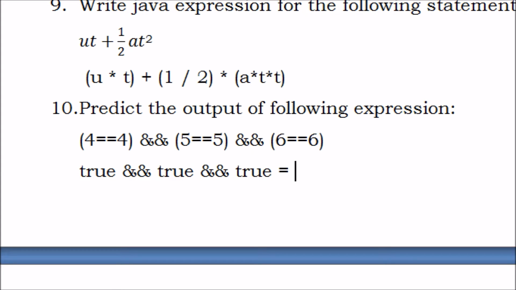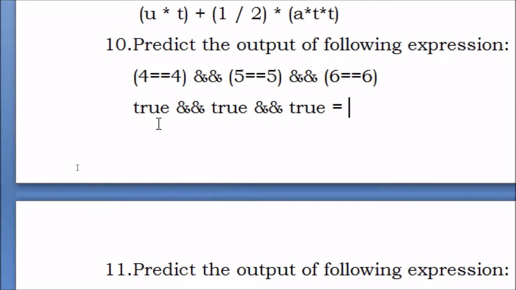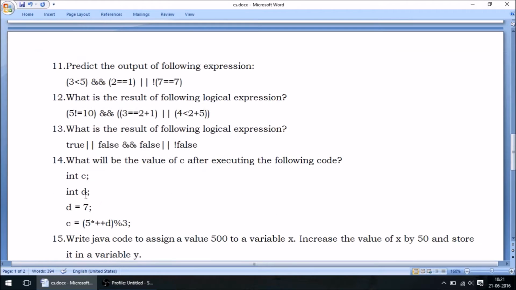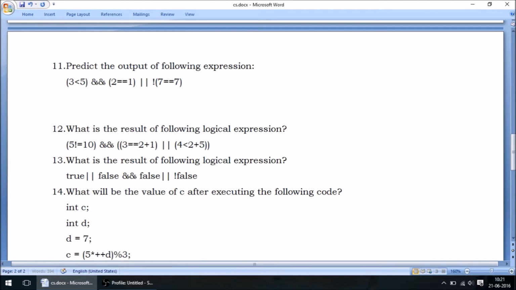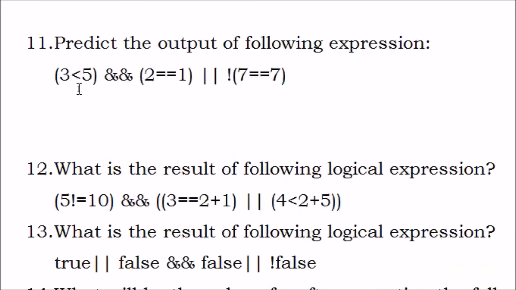So what is going to be the ultimate value? Since all the way I have true, the ultimate result is going to be true, and if any of these is false, then the ultimate result is going to be false. So this is what the AND operator is. Okay, so that's it for this question. Moving on. Predict the output of following expression. Okay, so we have to solve it again, and let us do it.